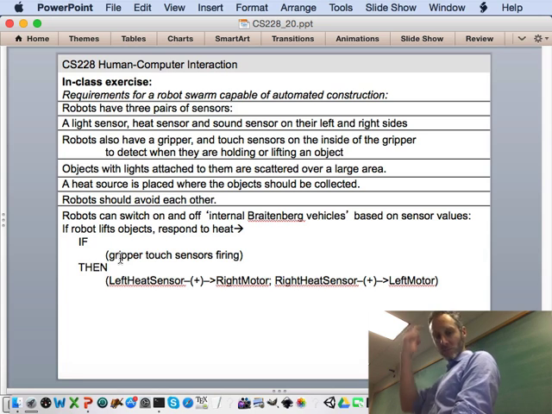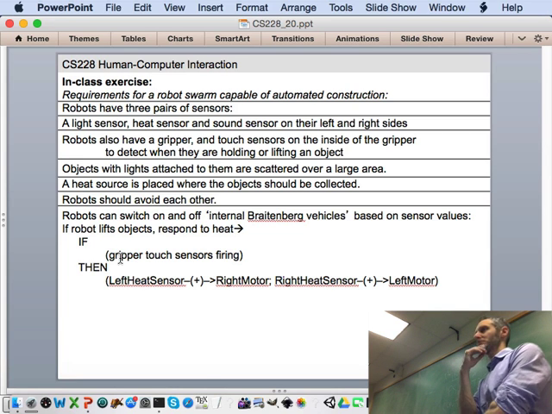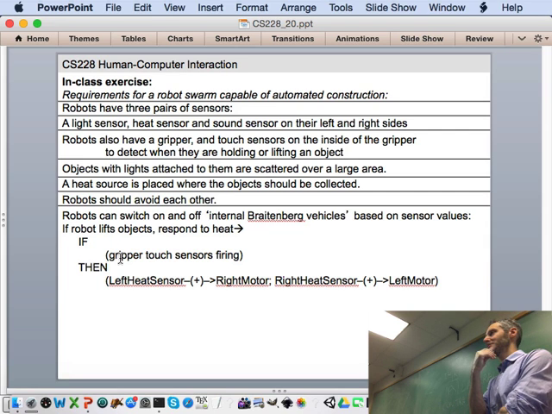Like, if the left light sensor fires and it has no item, the right motor would go, and then if the right light sensor fires and it has no item, the left motor would go. That would steer it towards the light source.